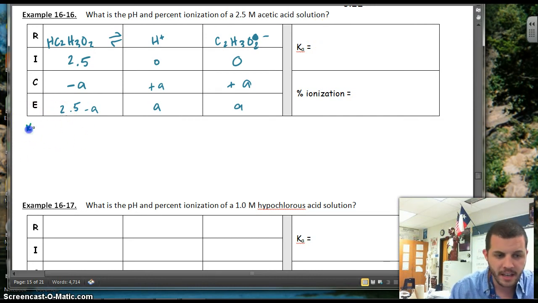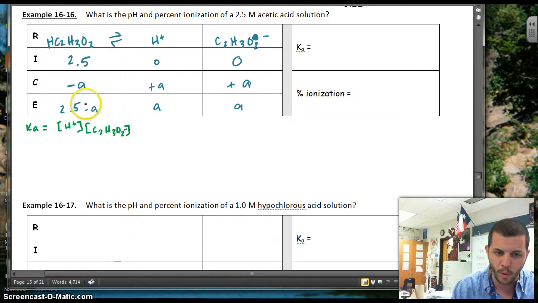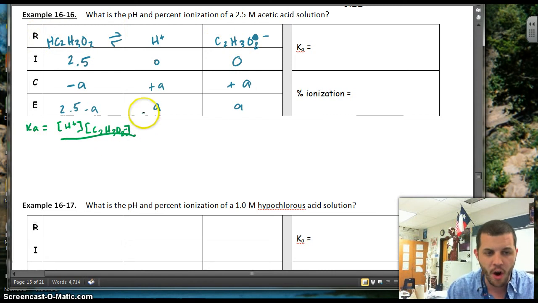Okay, so I've got Ka equals the concentration of H plus times the concentration of my acetate ions, C2H3O2 minus. I'm not going to put any sort of squared or cubed or anything like that, because in my reaction this is all 1-to-1-to-1. I'm going to put that all over my only reactant, which is HC2H3O2.